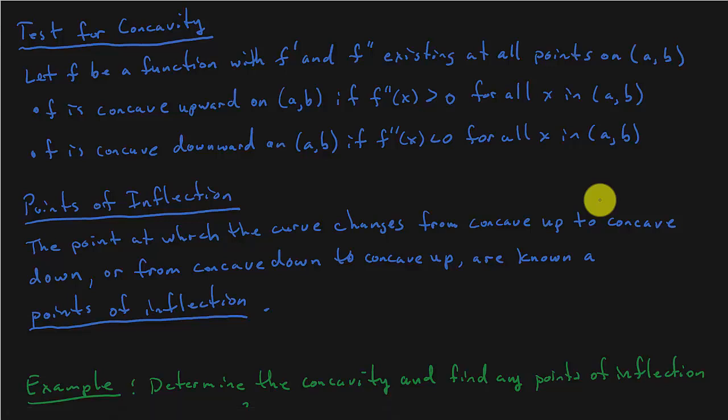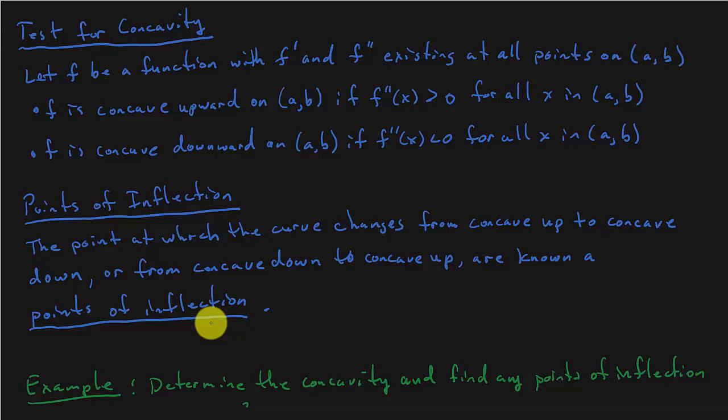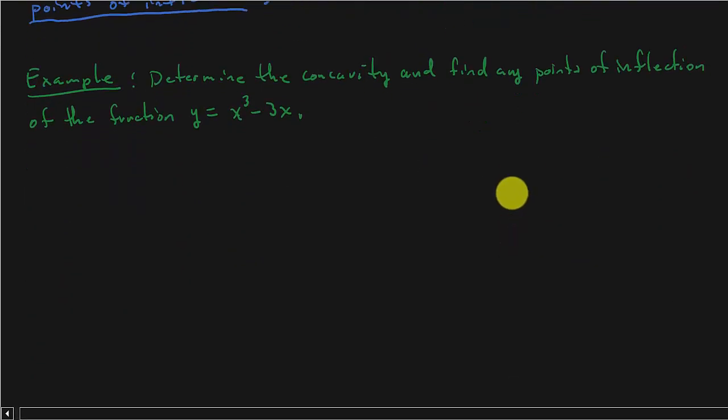Is it concave up, concave down? And then points of inflection: the point at which the curve changes from concave up to concave down, or from concave down to concave up, are known as points of inflection. So basically, wherever it changes concavity, you're going to have an inflection point there. So let's look at this example.